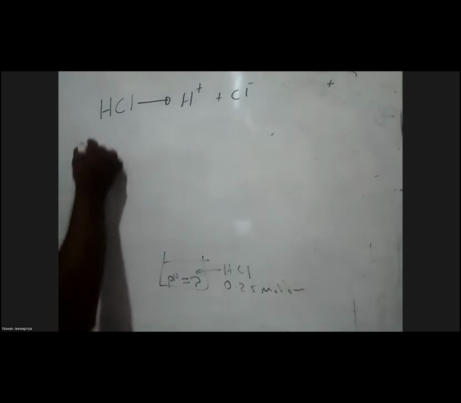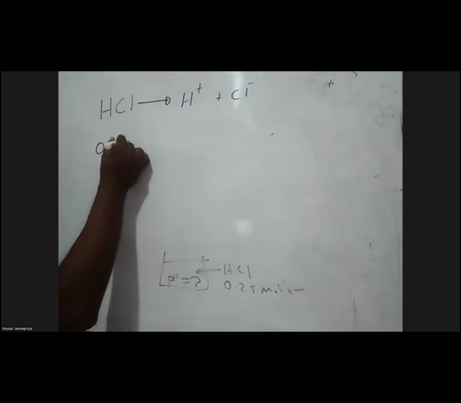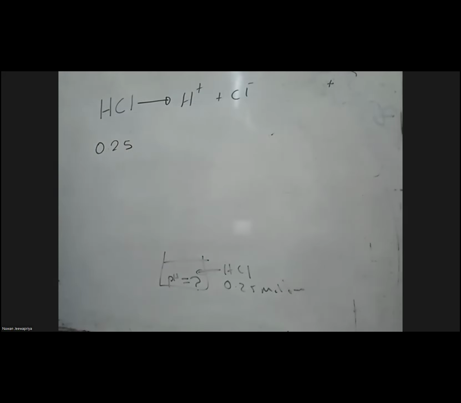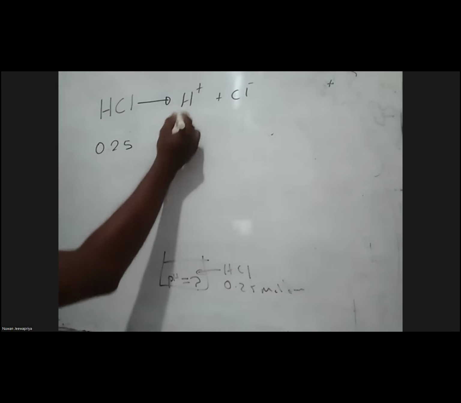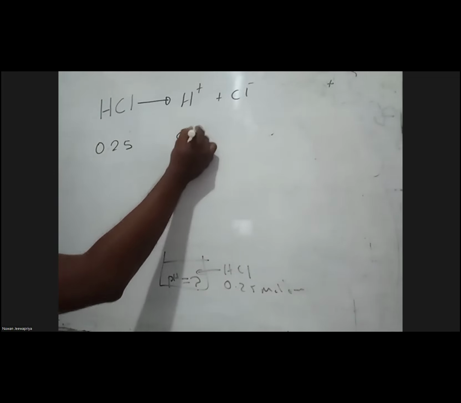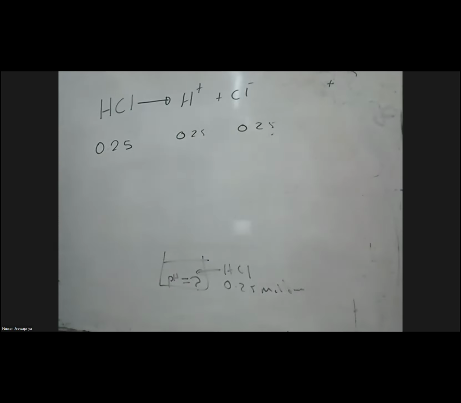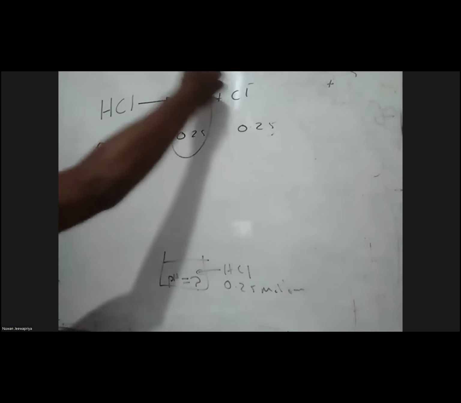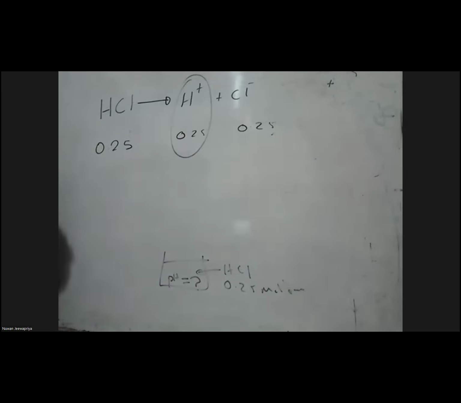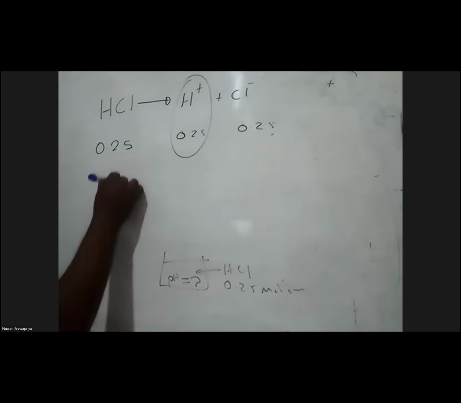HCl concentration is given by them, that is 0.25. HCl is a strong acid, so it is fully ionized. That means H plus concentration is also 0.25 and Cl minus concentration is also 0.25. Now we know the H plus concentration, so we can directly find the pH very easily.